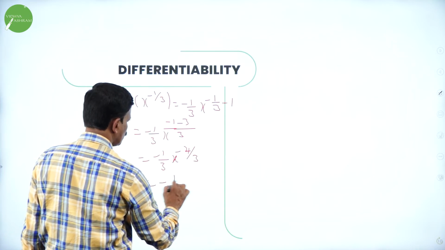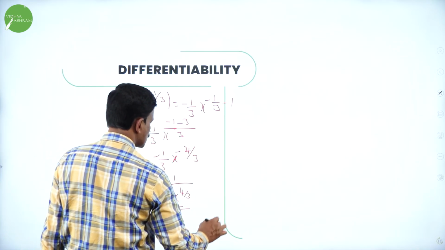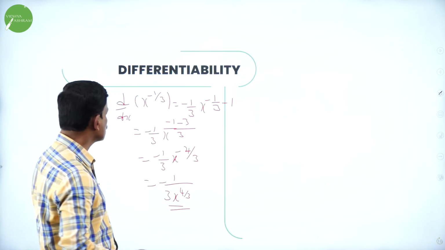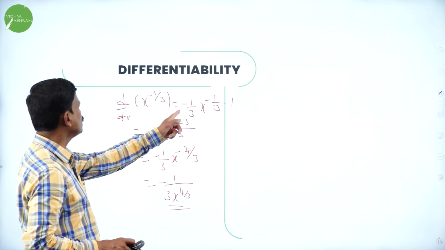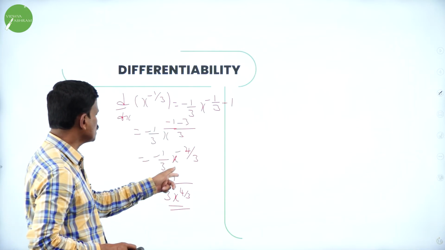Bring this to the denominator. Minus 1 over 3 into x to the power of plus 4 by 3 is the differentiated answer for this. So, n is minus 1 by 3, x to the power of minus 1 by 3 minus 1. 3 is the LCM. Minus 3 minus 1 is minus 4 by 3.